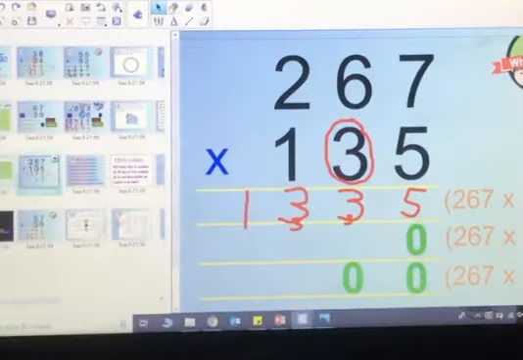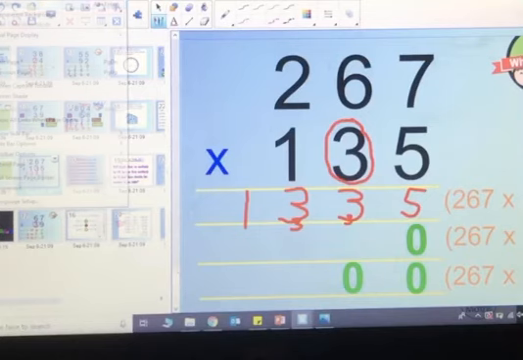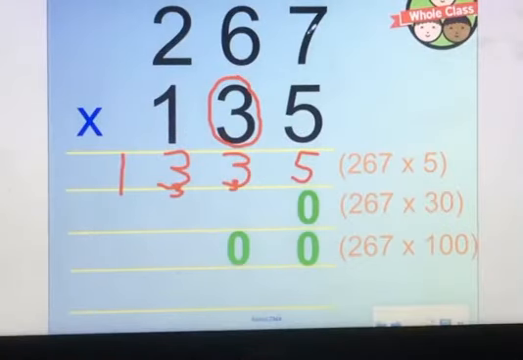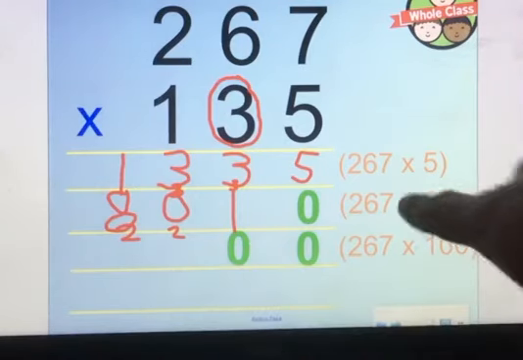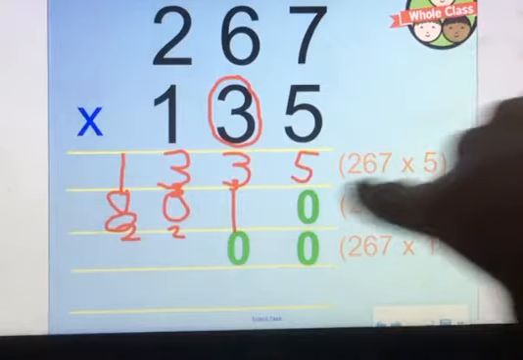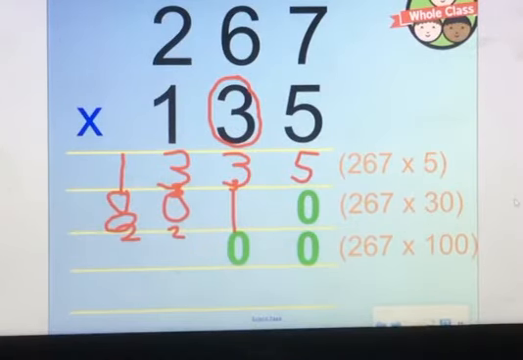I need a pen. Much better in the classroom. Okay, we start with the units. So 7 times 3 is 21. 6 times 3 is 18, add 2 is 20. And 2 times 3 is 6, add 2 is 8. 8,010. And that should be 6 times bigger than the first answer, so I think we're okay.